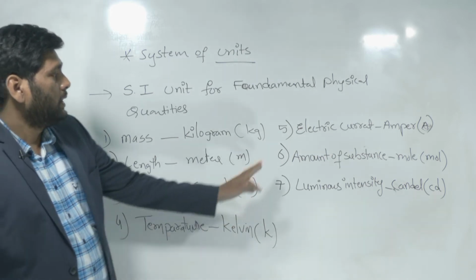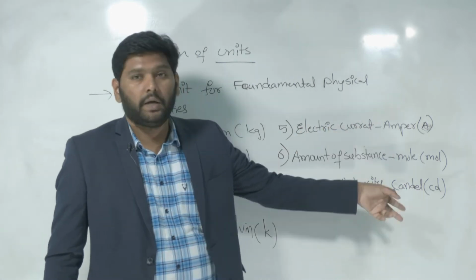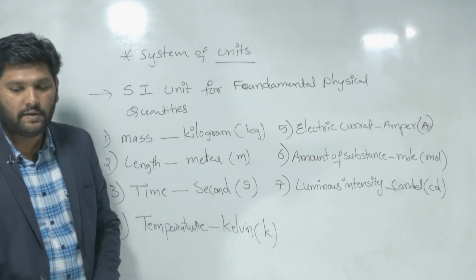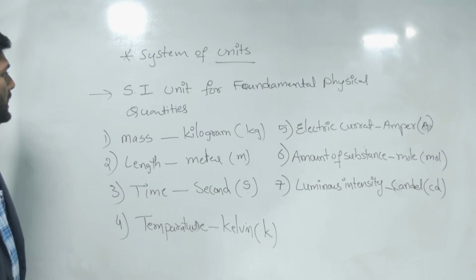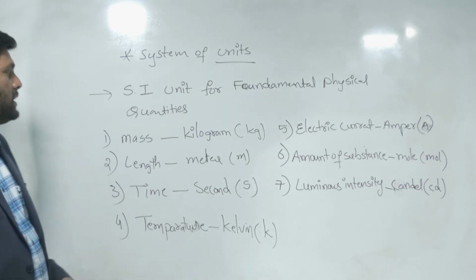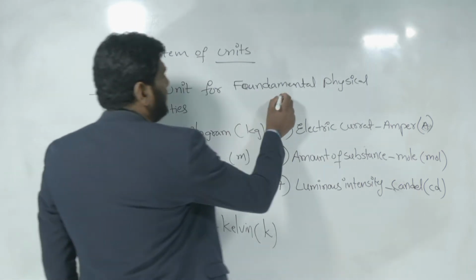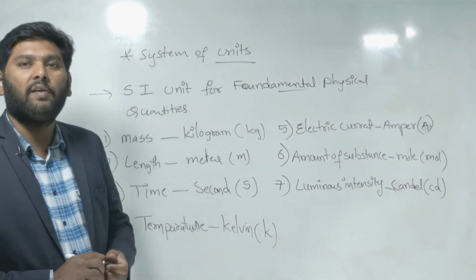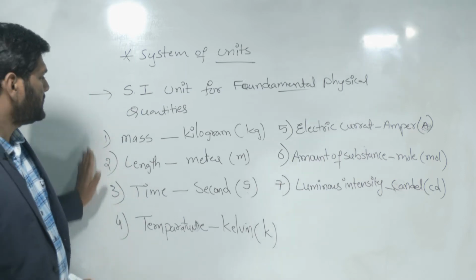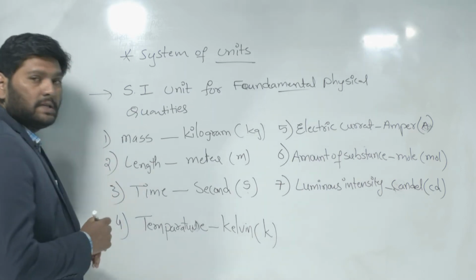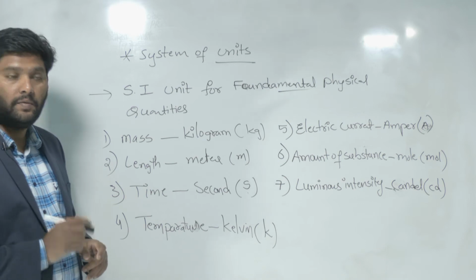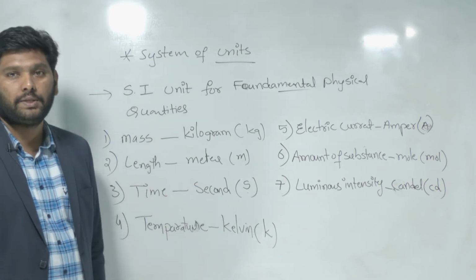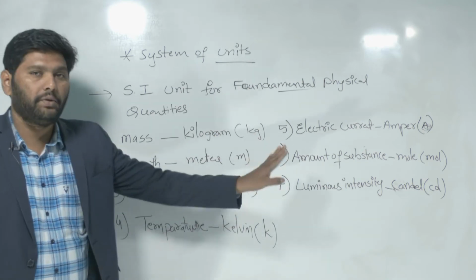Next, electric current units are what? Ampere. The unit symbol is A. So this is the SI unit for fundamental physical quantities. These are fundamental quantities, about seven quantities. These are the fundamental quantities and their units, so these are all the SI units we are talking about.